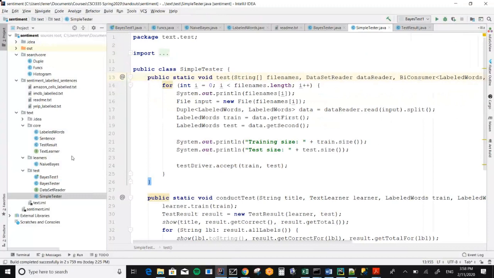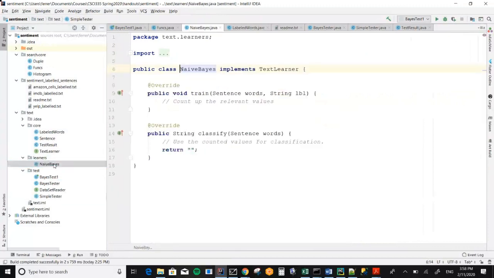So we're almost out of time, so let me just get to some of the essentials. I provided a code skeleton for naive Bayes. So each of your classifiers is going to implement an interface called text learner with 2 methods. Train gives you a sentence and a label. And the label is just a string. So the sentence contains all the words that you're classifying. And then the classifier takes the sentence, does not have a label, and it spits back a string saying how it classified it.